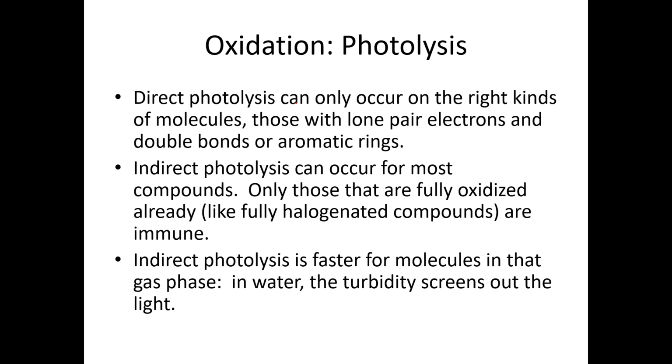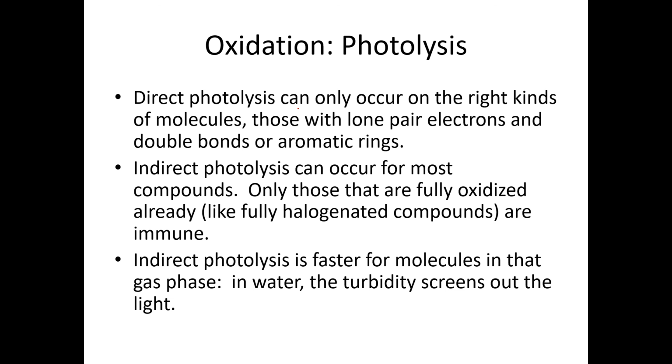So direct photolysis can occur on only certain types of molecules, right? Only a few select classes of molecules will undergo direct photolysis. Direct photolysis involves absorbing the sun's energy by the chemical, which causes electrons to be promoted from the highest occupied molecular orbital to the lowest unoccupied molecular orbital. So the energy gap between those two molecular orbitals is the determining factor in how easily that electron can be promoted. And that energy gap ideally would be small. The smaller it is, the easier it will be for the electron to get promoted.